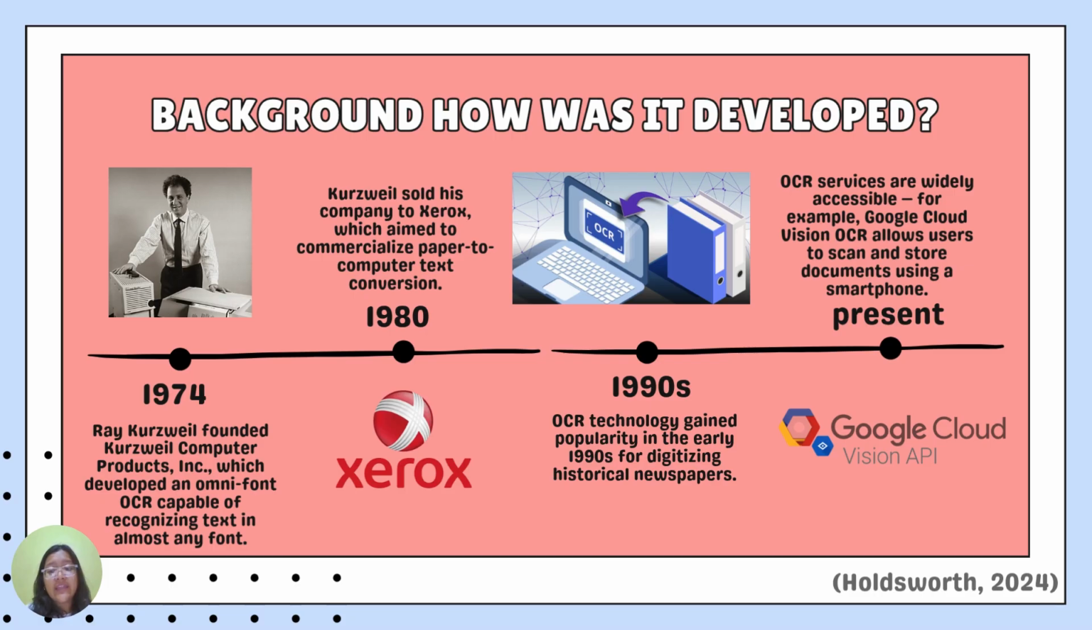OCR technology then gained popularity in the early 1990s for digitizing historical newspapers. Over time, OCR has improved significantly, and modern systems can achieve near perfect accuracy and automate complex document processing workflows. And today, OCR services are widely accessible. So, for example, Google Cloud Vision OCR allows users to scan and store documents using smartphones.